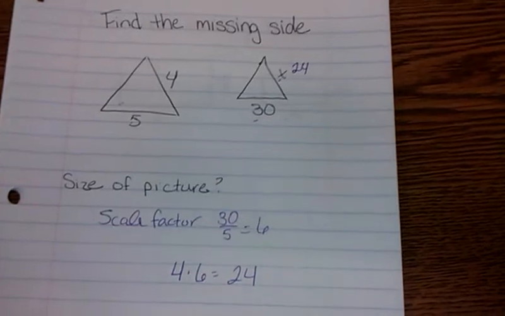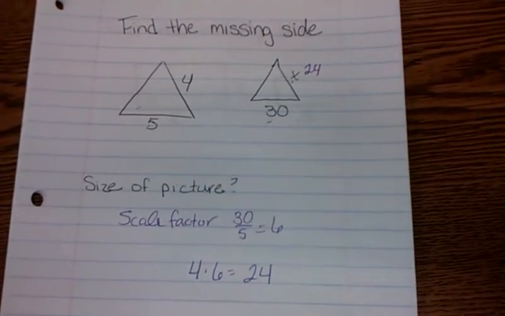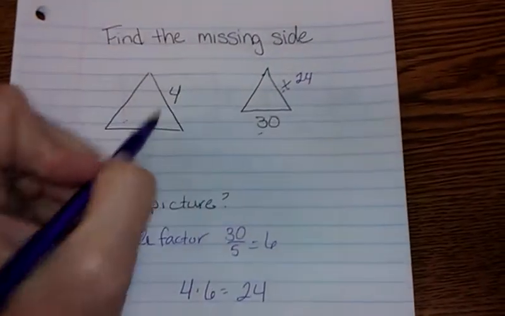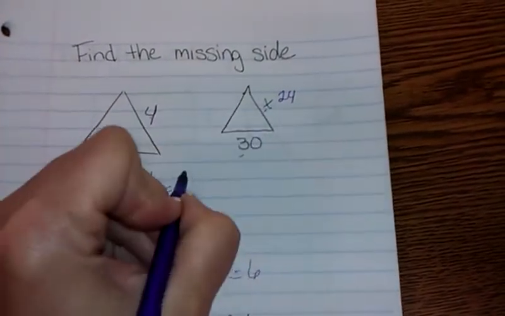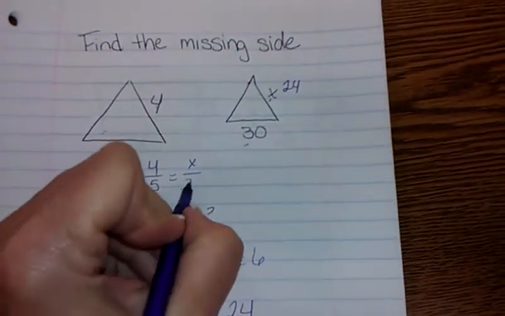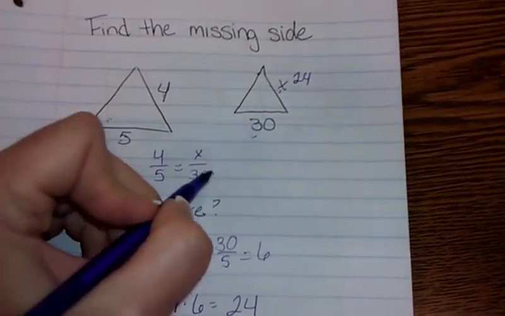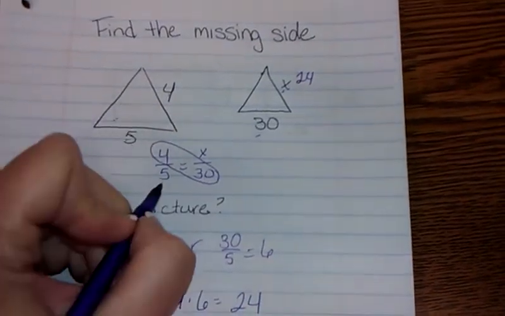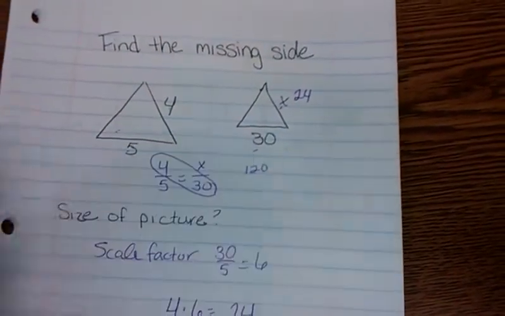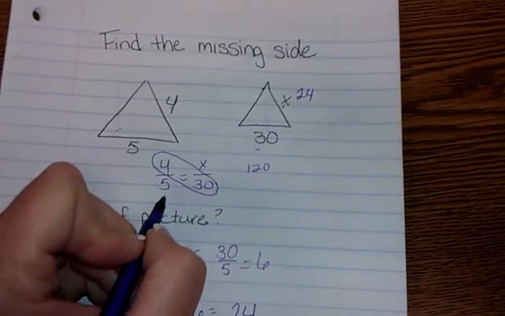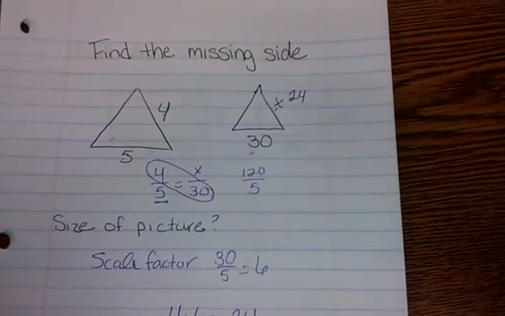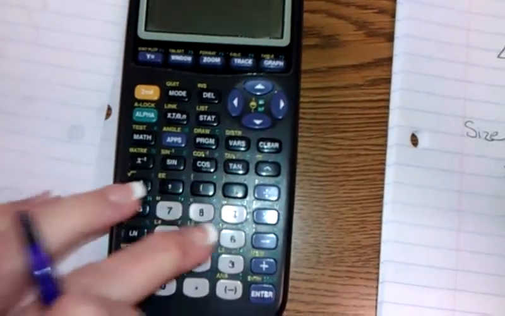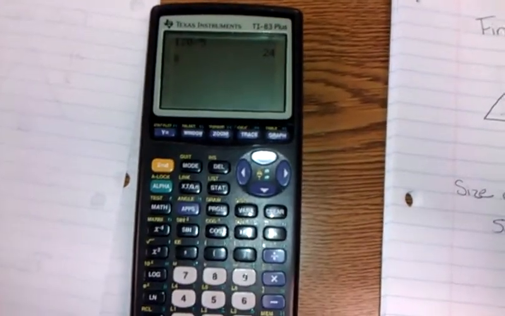Now if I did it with a ratio or proportion like we talked about on the last one, I would have taken 4 over 5 and matched up my side, x over 30. I would have multiplied these two numbers, which would have been 120, and divided by 5. Which gives me 24.